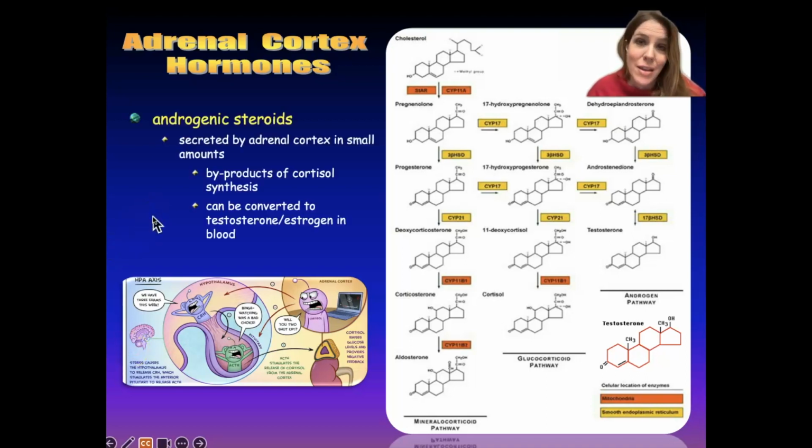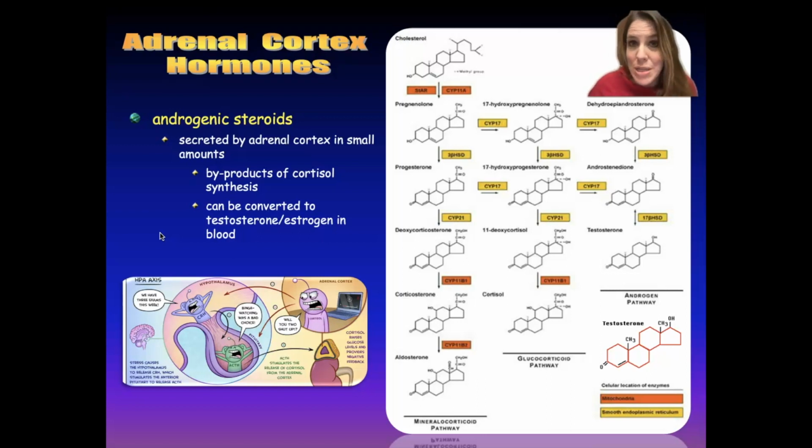Now, finally, we're on to that third category of steroid hormones that's produced by the adrenal cortex, and that is the androgenic steroids. Just like the other ones, these androgens are ultimately going to be formed from cholesterol. And for those of you really into biochemistry, you can look at all the fun pathways that happen. So here's cholesterol, here's testosterone, just so you can see how similar they are. But anyway, these androgenic steroids are released in small amounts from the adrenal cortex as byproducts of cortisol synthesis. And from there, those products can be converted in the blood to testosterone or estrogen.